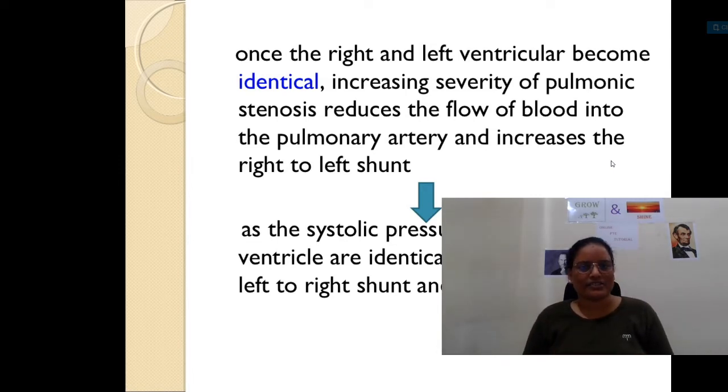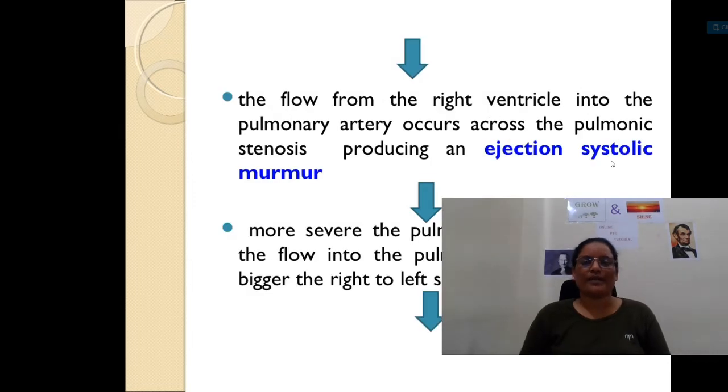Okay, as the systolic pressures between the two ventricles are identical, meaning equal, similar, there is little or no left to right shunting. There is no shunting, equally they are situated, and the VSD is silent. Ventricular septal defect is silent. They do not flow blood to the left or right side.